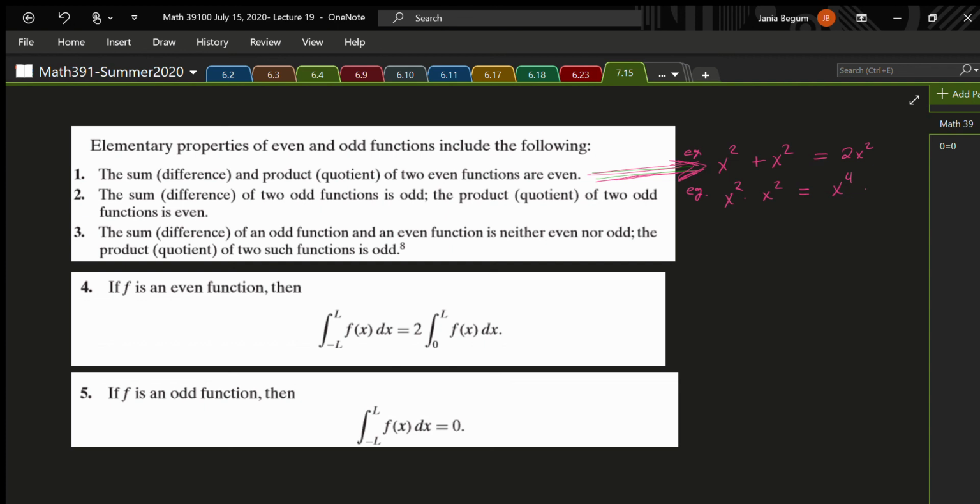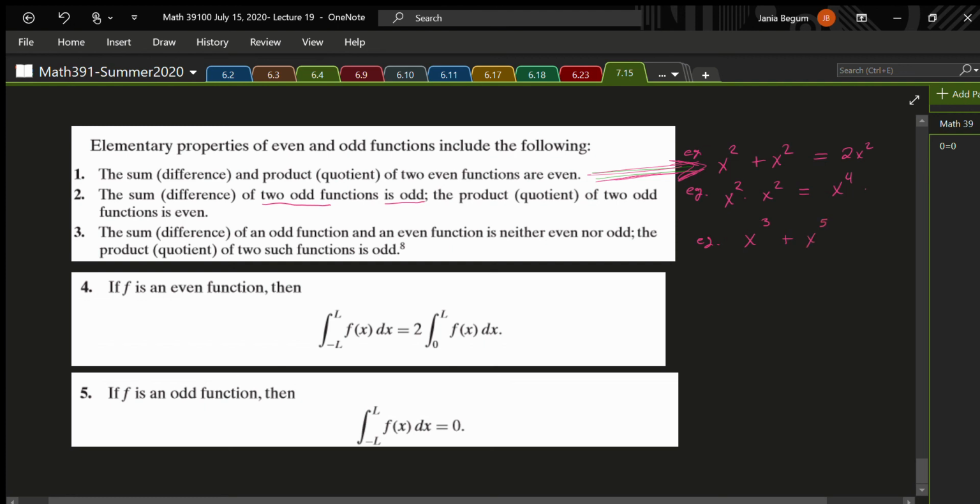So the sum and difference of two odd functions is odd. Take this as an example. If I have x cubed, that's an odd function. If I add x to the 3rd, that's an odd function too. If I add them up, I get an odd function. So this would be x to the 3rd, right? That's an odd function.